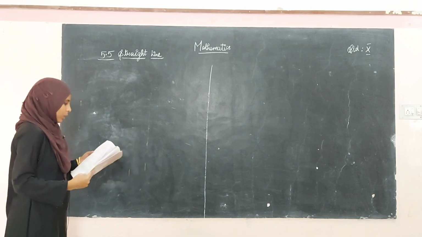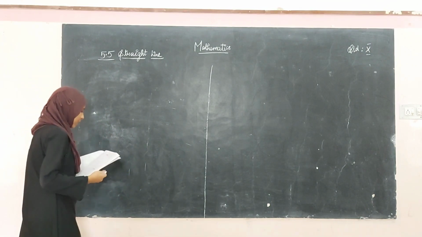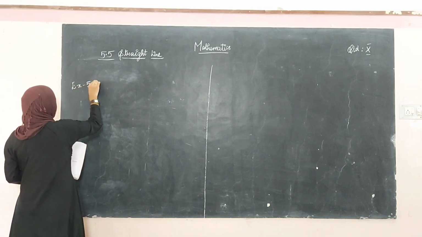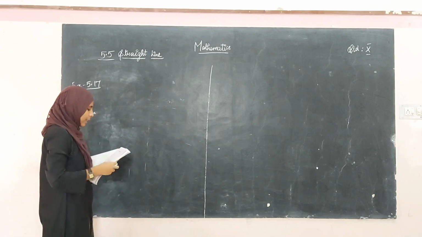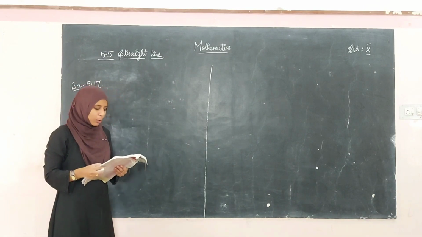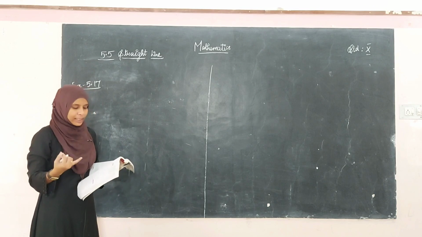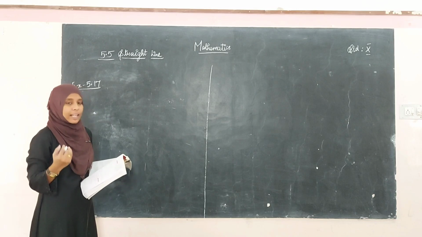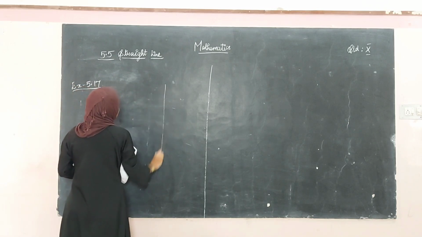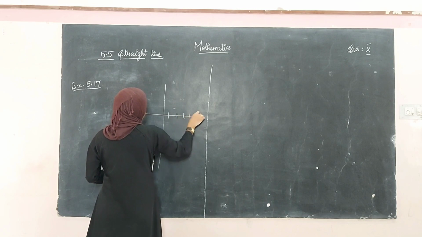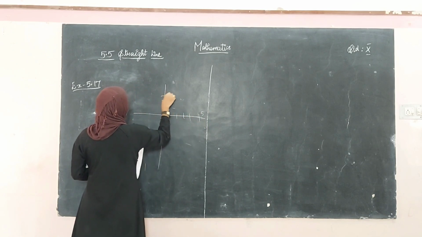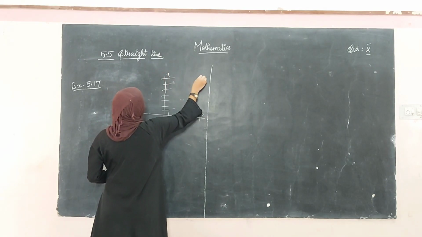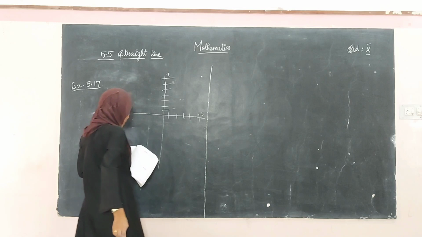Okay, then see example 5.17. What is the example? Find the equation of a straight line passing through the point 5, 7 and is parallel to x-axis, and in the second term it is parallel to y-axis. So we have to find the equation of that straight line which is passing through 5, 7. 1, 2, 3, 4, 5. Let this be 5. 1, 2, 3, 4, 5, 6, 7. So the line passes through this point.